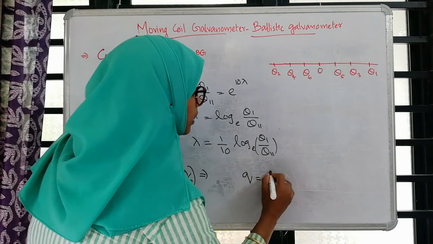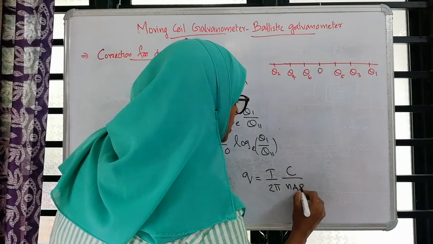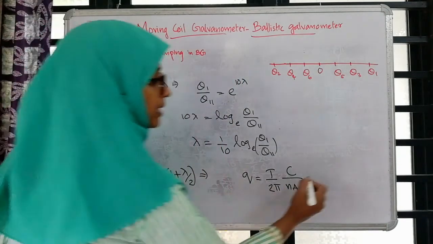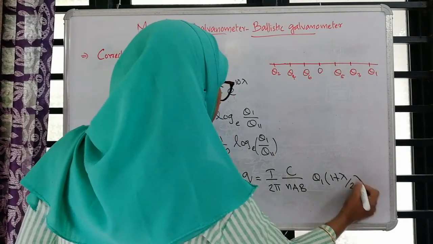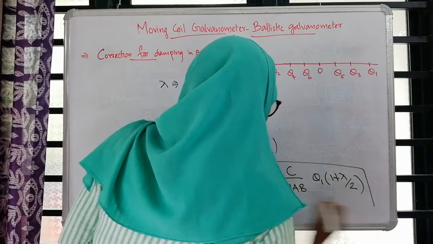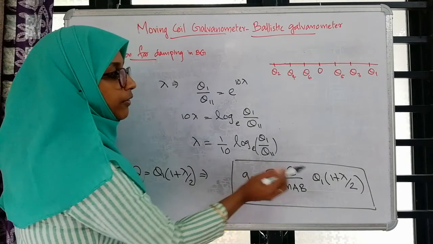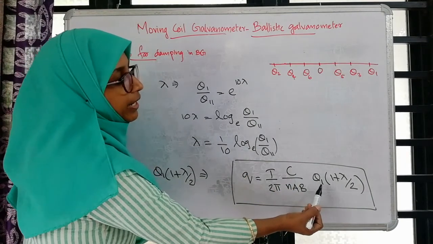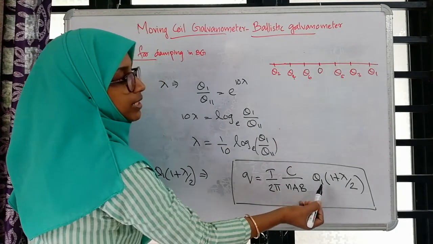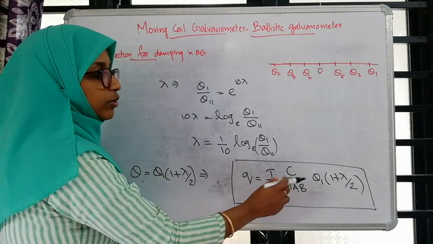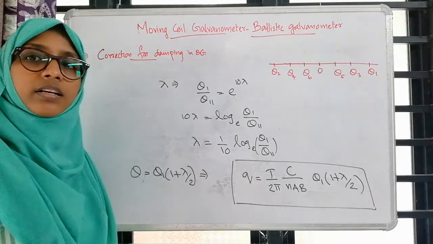We can substitute this equation in Q. Q is equal to T by 2 pi C by NAB into theta, where this theta can be replaced by theta 1 into 1 plus lambda by 2. This is the equation to find out the charge flowing in that coil with the help of correction. Now we can find out the first successive maximum deflection theta 1 practically, and also substitute in this, we can find out the current or charge flowing through that coil.